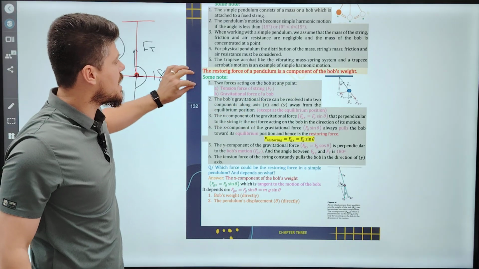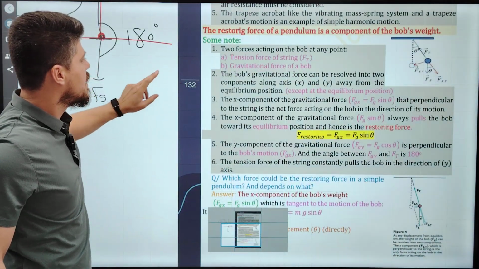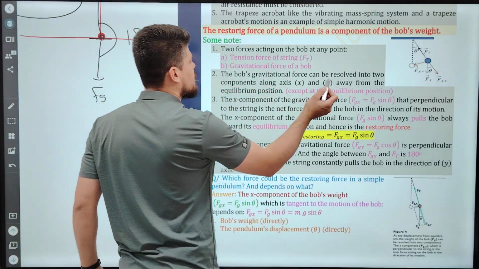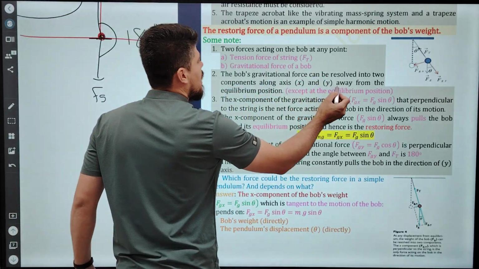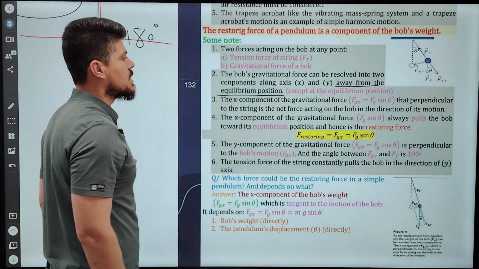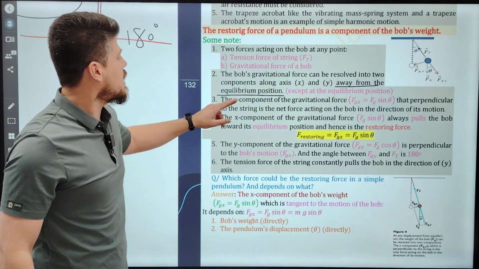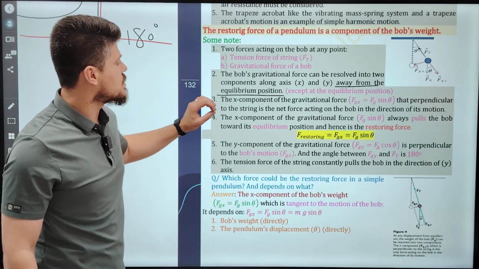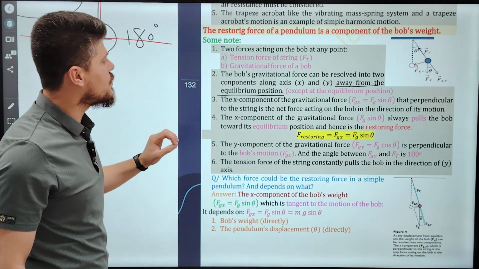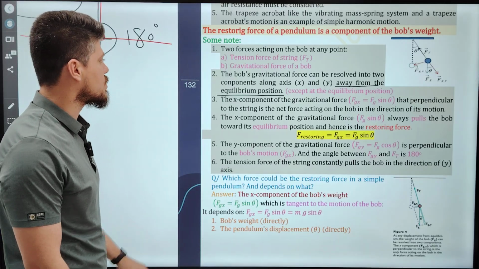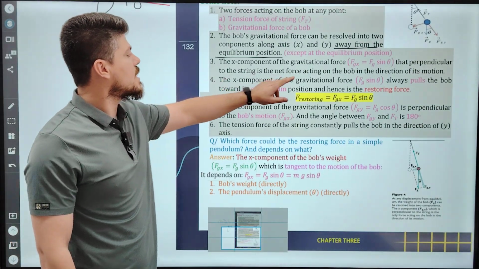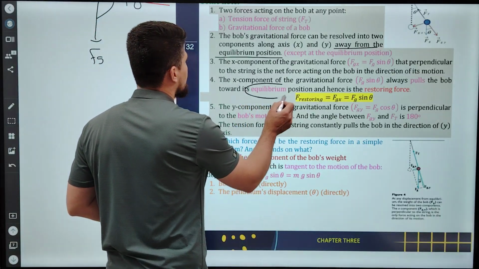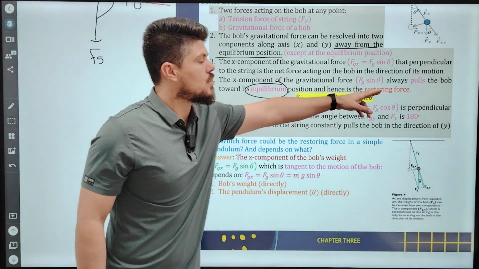The Bob's gravitational force can be resolved into two components along X and Y away from the equilibrium position. When can this gravitational force be resolved into two components? Away from the equilibrium position, except at the equilibrium position. The X component of the gravitational force, which is equal to Fg sine theta, perpendicular to the string, is the net force acting on the Bob in the direction of its motion. So the X component, Fg sine theta, always pulls the Bob toward the equilibrium position, so that is why it's called the restoring force.